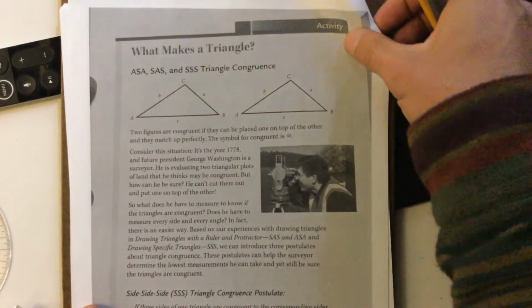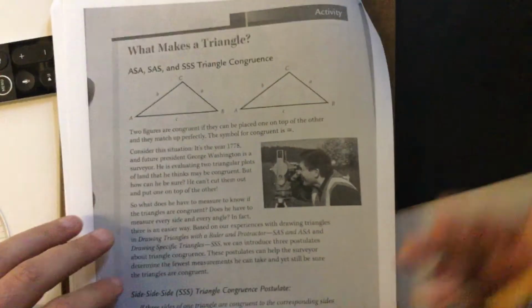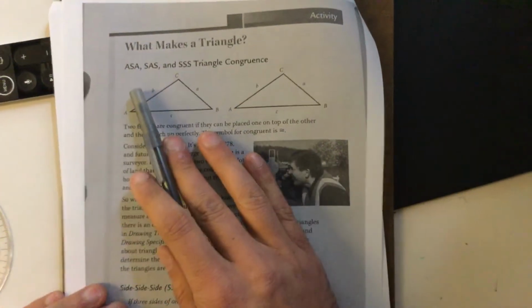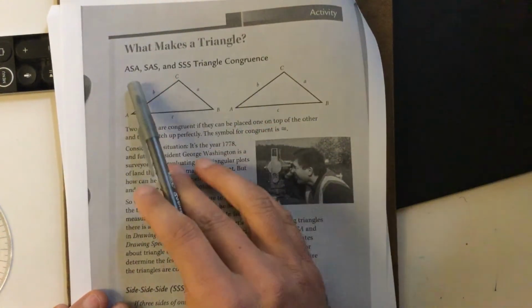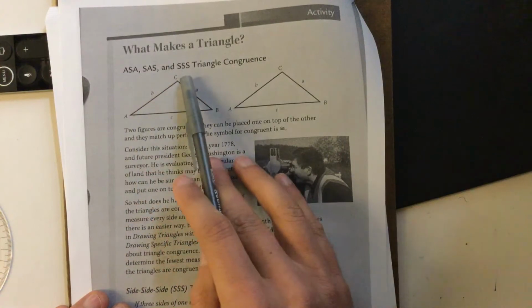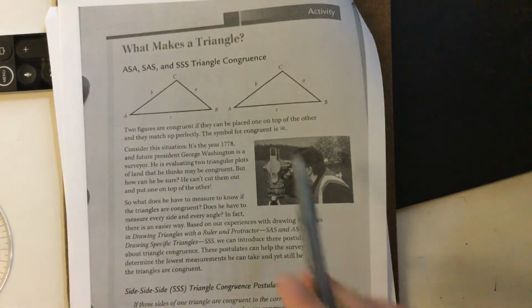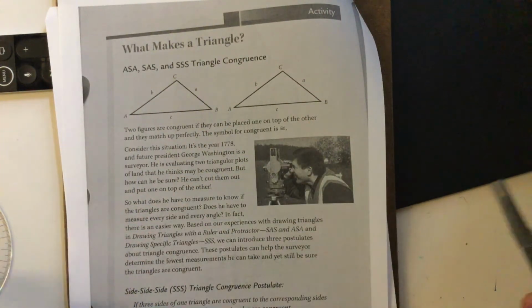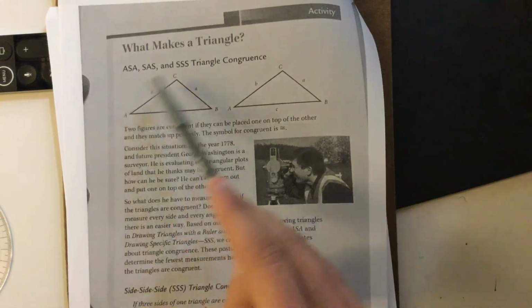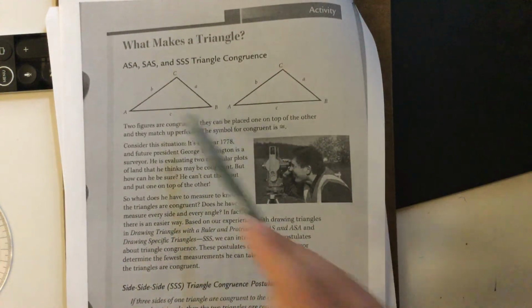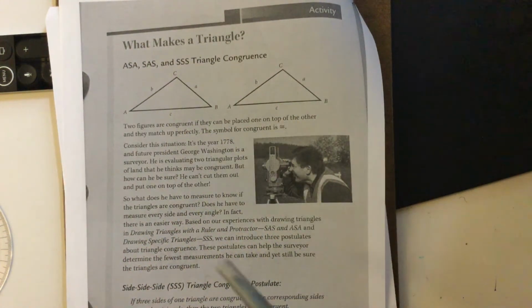What makes a triangle? Okay, so we've talked about all three of these, plus they're up on the word wall. Angle, side, angle, side, angle, side, and side, side, side. Triangle congruence. Here's a couple of triangles that have the same angle measures and the same side lengths there.